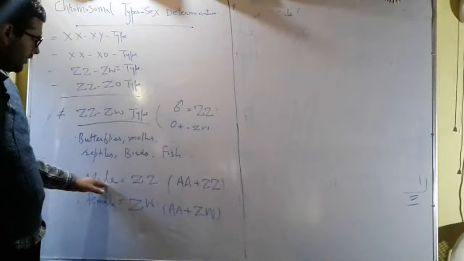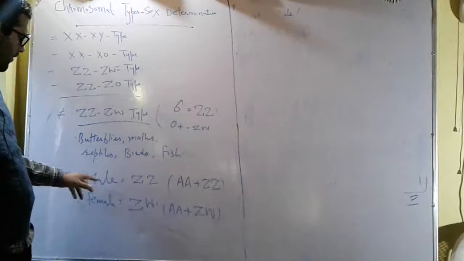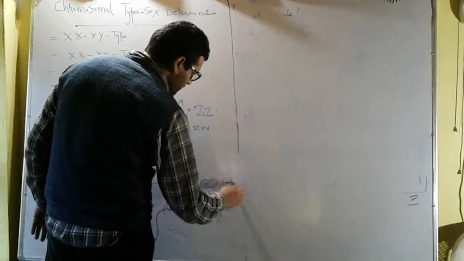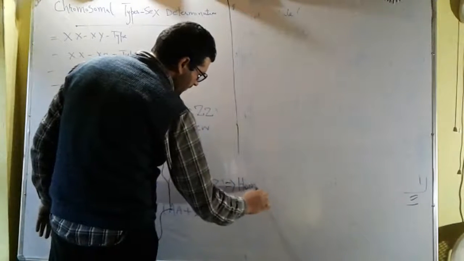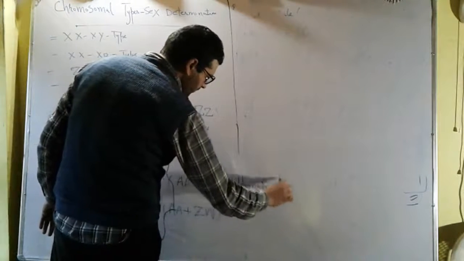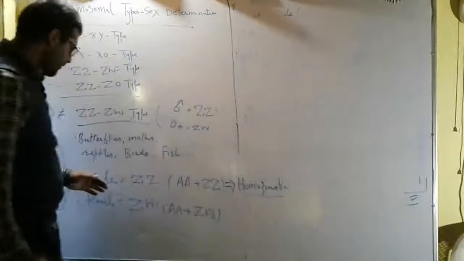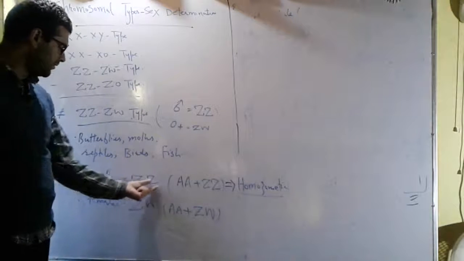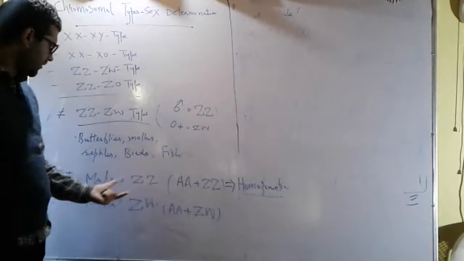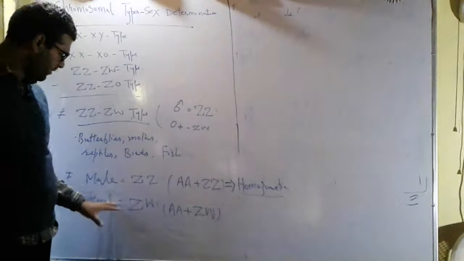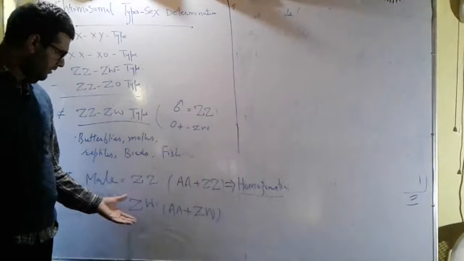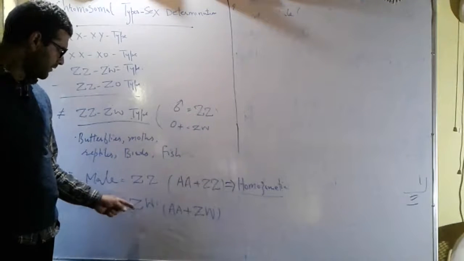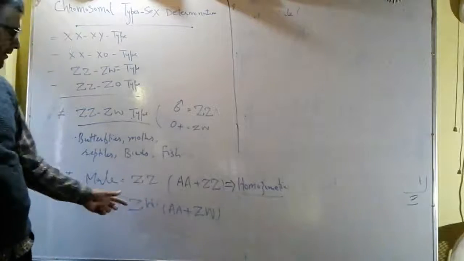Obviously males are homogametic, that means they will produce similar types of gametes. All of them will have Z sex chromosome. In case of females, they will produce 2 types of gametes. In half of the gametes the sex chromosome would be Z, and in half of the gametes the sex chromosome would be W.